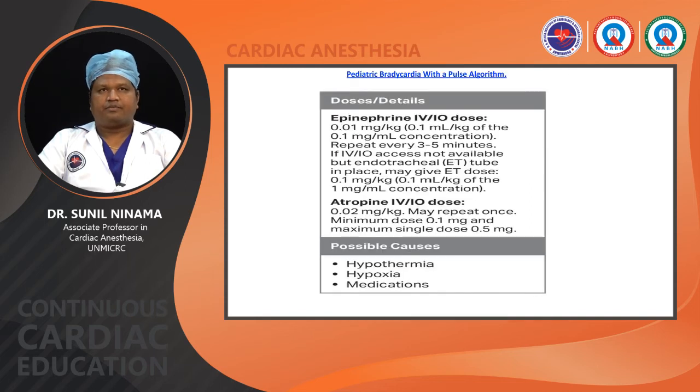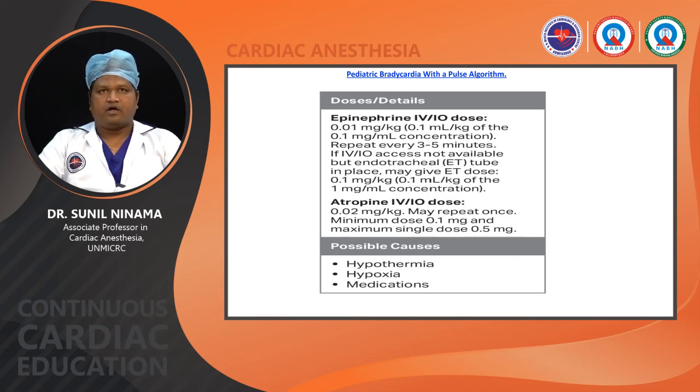For a pediatric patient who develops bradycardia with a pulse, you have to give adrenaline first, 0.01 mg per kg. Atropine can also be used at 0.02 mg per kg. Treat the possible causes of bradycardia in the pediatric patient, such as hypothermia, hypoxia, and drug-induced bradycardia.